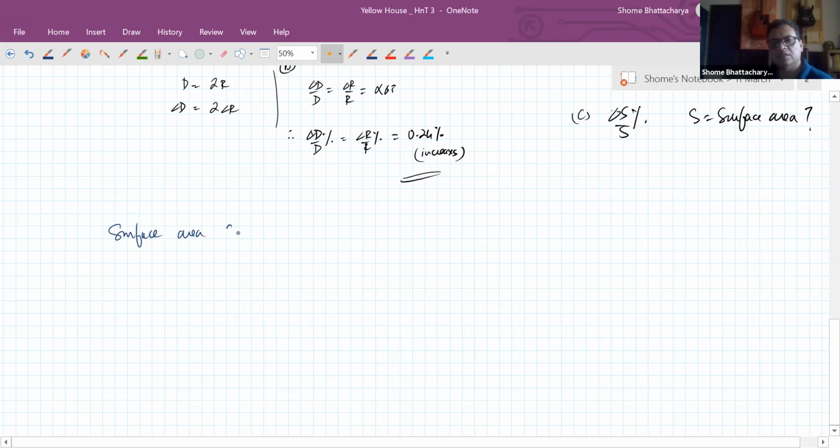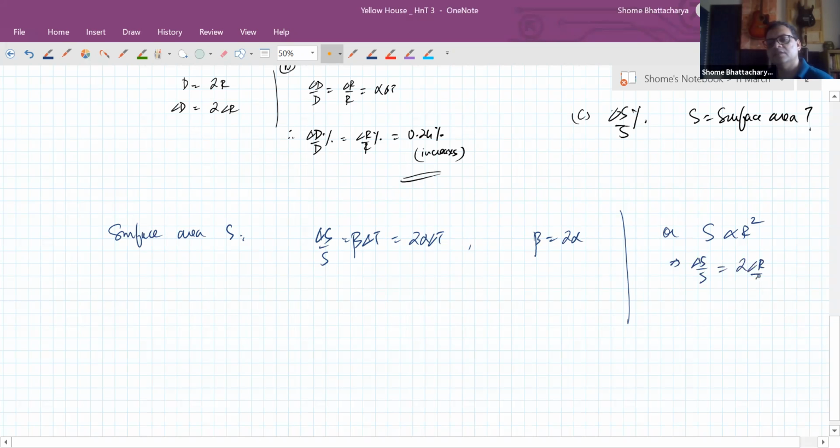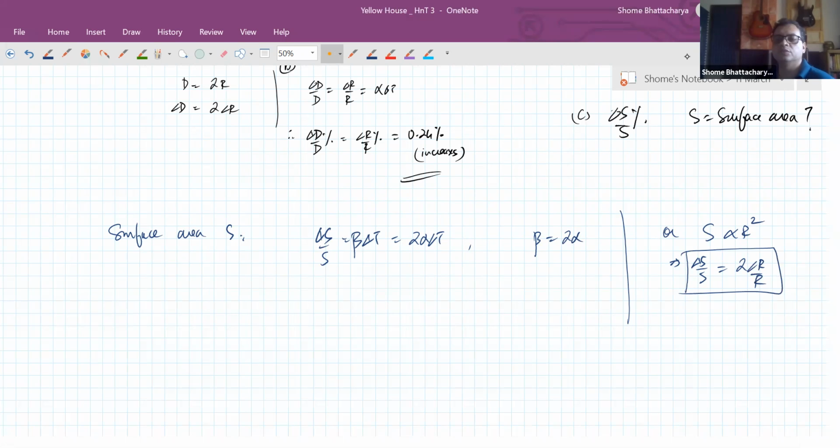For surface area S, delta S by S is beta into delta T, or twice alpha into delta T, because beta is equal to twice alpha. Or we can also understand that surface area is proportional to the square of radius. So the fractional change in surface area will be 2 times the fractional change in radius. So there are two ways of understanding this.